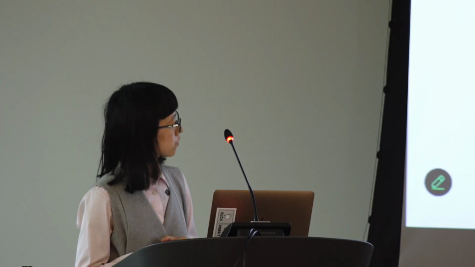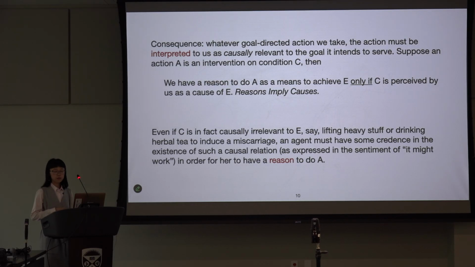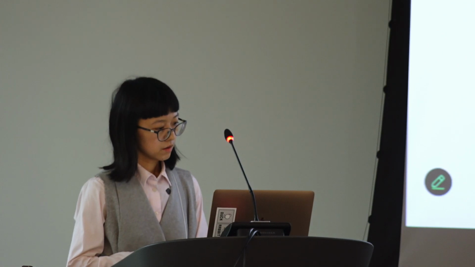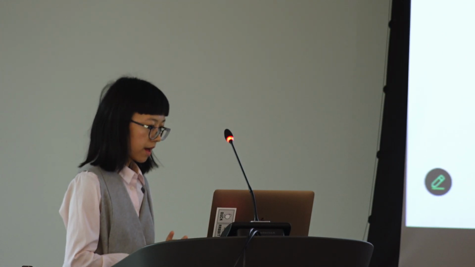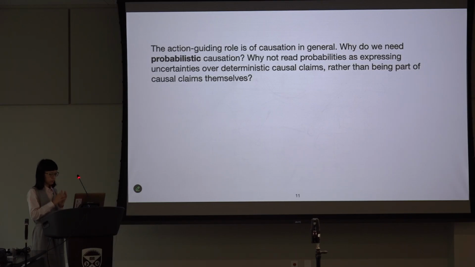And there are cases where C, let's say, is in fact causally irrelevant to E. Let's say lifting heavy stuff or drinking herbal teas as a way to induce a miscarriage. In those cases, an agent must still have some credence in the existence of such a causal relation, as expressed by "it might work," in order for her to have a reason to do A. Now, what is said so far, this action-guiding rule, is of causation in general.